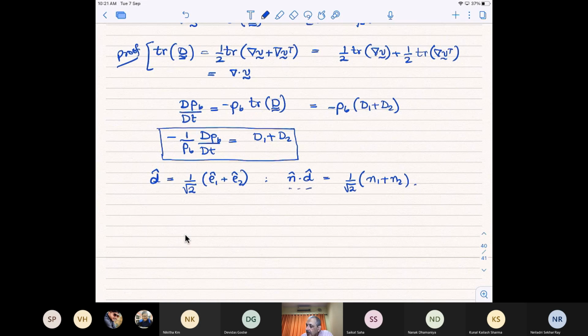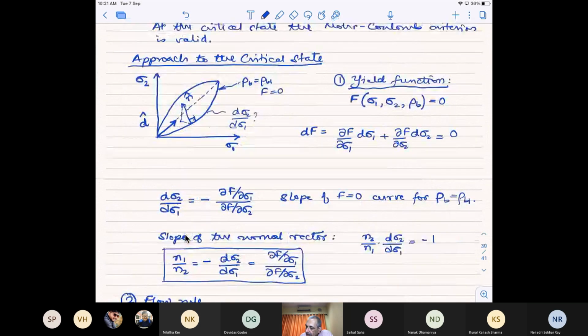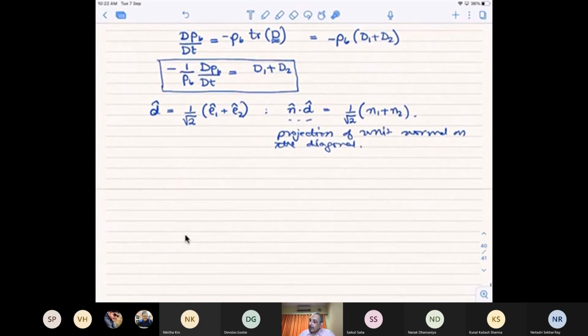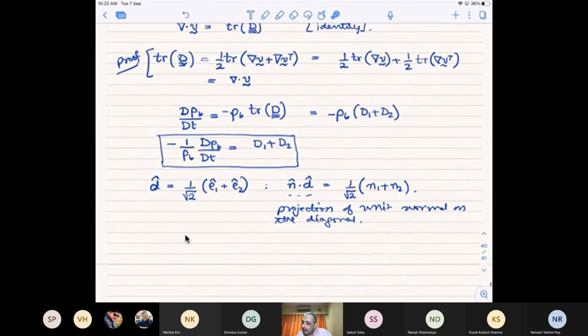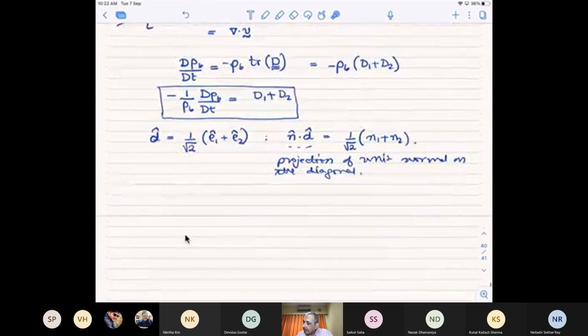And physically, what is this? This is the projection of the unit normal onto d. So here, if we see this, the dot product between this vector and this vector will give us a line on this, which is nothing but the projection of this line on this line. And that is just equal to n1 plus n2. So now you can see where I'm going, because I already know d1 and d2 as related to n1 plus n2.